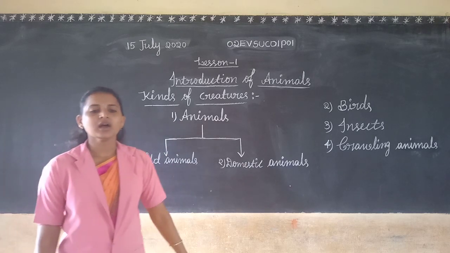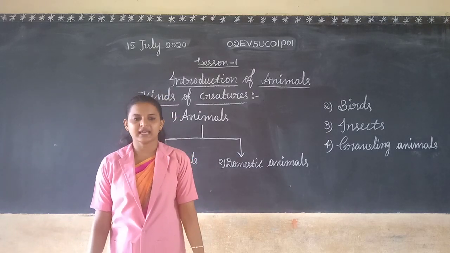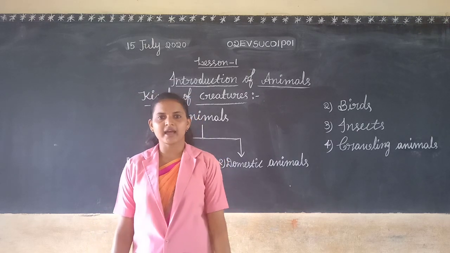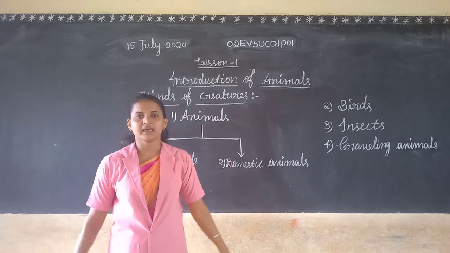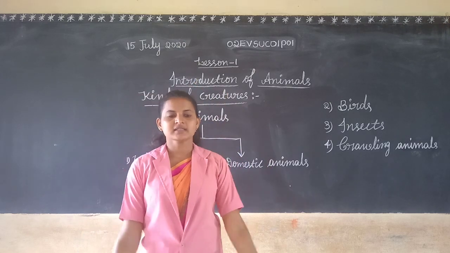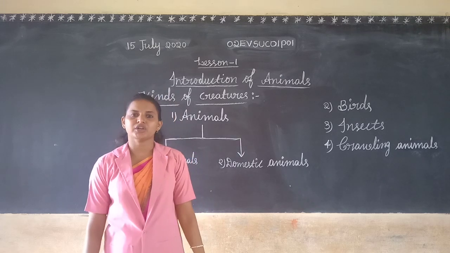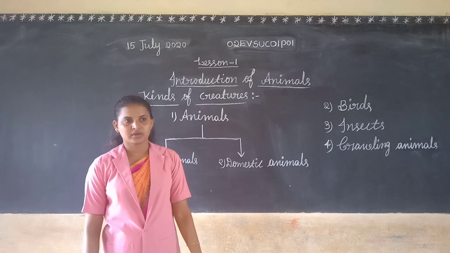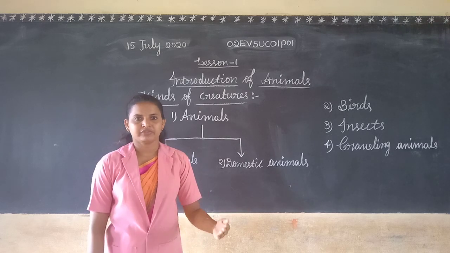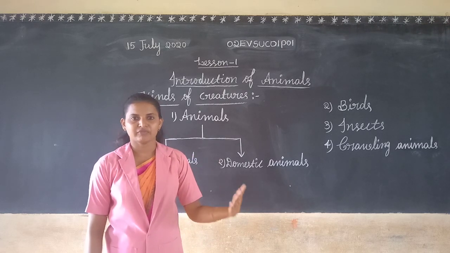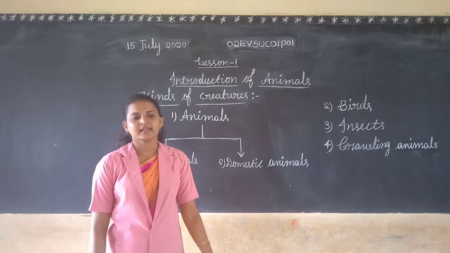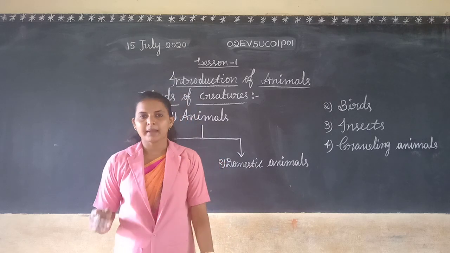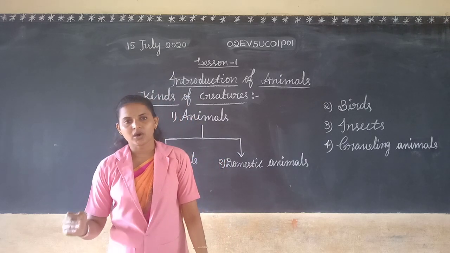First one, animals. All animals have four legs, two ears and one tail. Some animals have horns. Some animals are big and huge. For example, elephant, cow, buffalo, etc. While some are small. For example, rabbit, cat, dog, etc.